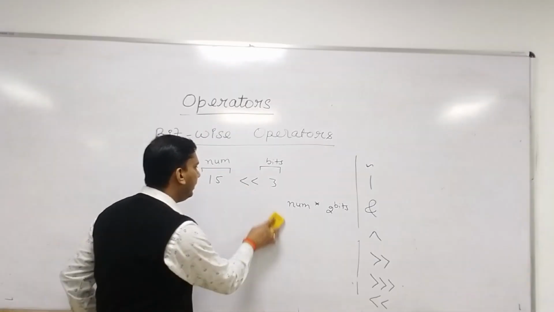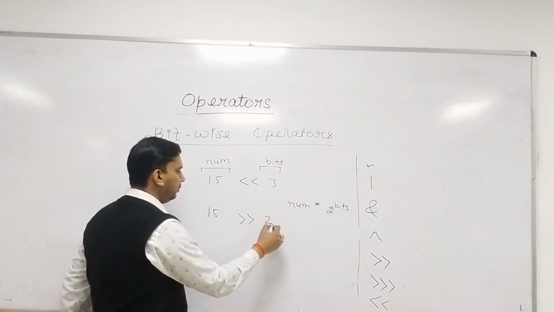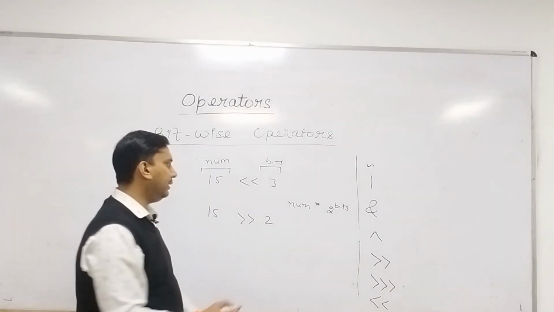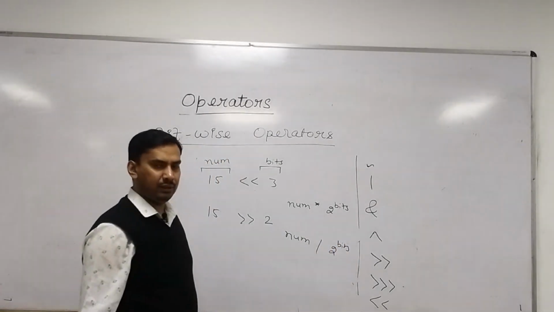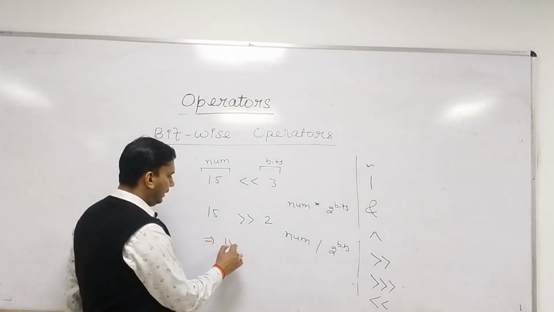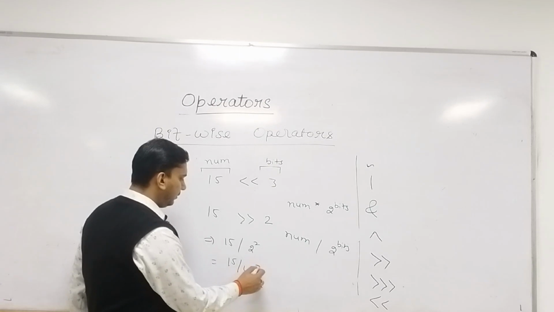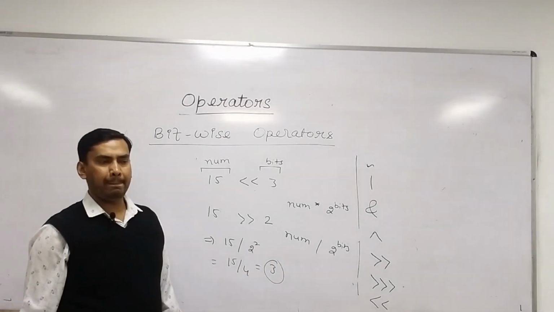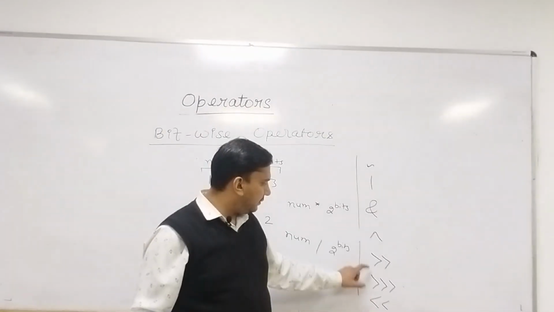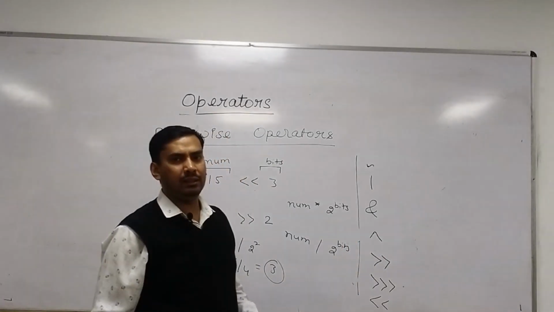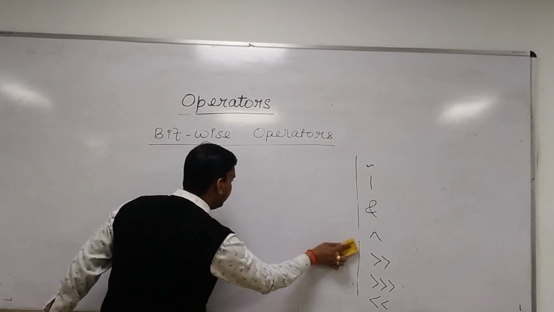Similarly, if you shift a number with the right shift operator, let's say 15 right shift by 2 bits, it means the number will be divided by 2 raised to the power of the number of bits. So what is going to be the result here? 15 divided by 2 raised to the power 2, which means 15 divided by 4, which is 3. Right? But let us understand its working, because the right shift and unsigned right shift operators are a little bit confusing. So let us understand how these shift operators work.